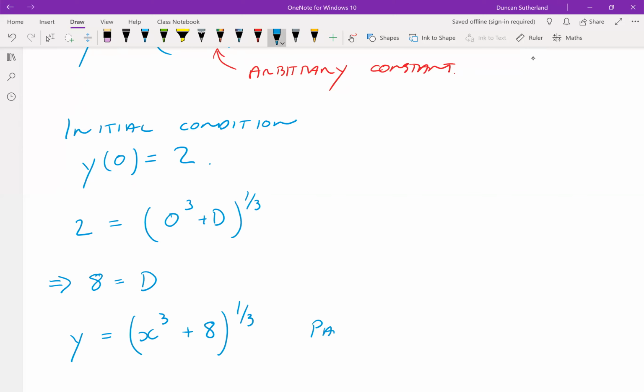And we call this the particular solution for our initial condition, and that was, just to remind us, y naught equals 2.